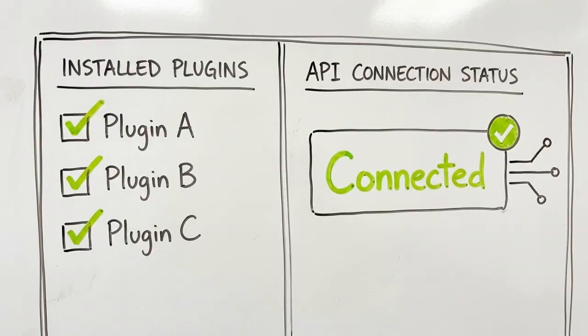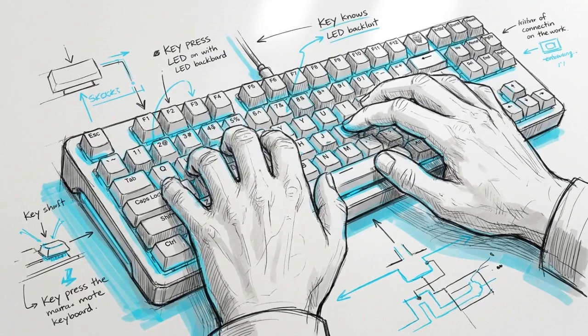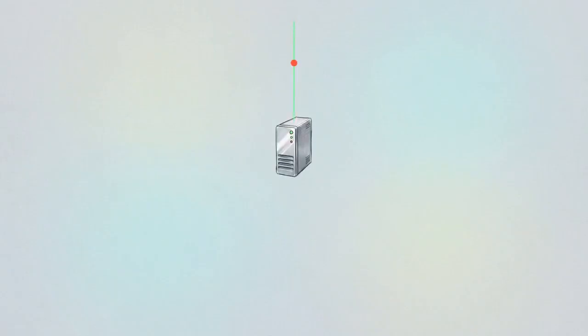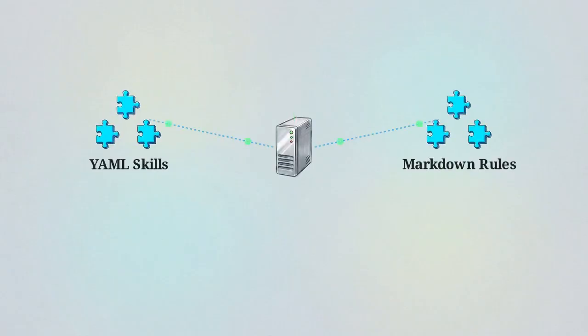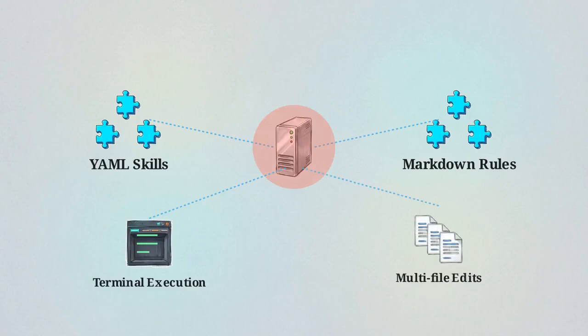With the tools installed and the connection secured, open the Cursor Chat or Composer interface to begin. Type a natural language prompt that triggers the plugin. For this example, we will ask for a thermonuclear branch review. The agent takes your prompt, splitting the workload into parallel streams, referencing the YAML skills and Markdown rules to guide its reasoning. You'll see it autonomously execute terminal commands and generate multi-file code changes based on your installed plugins.